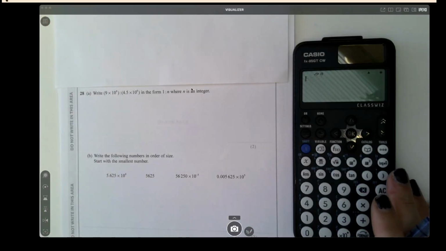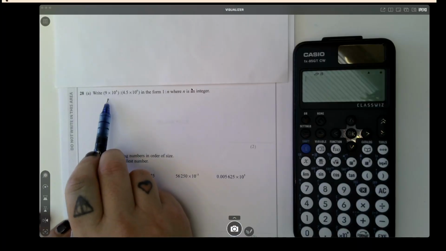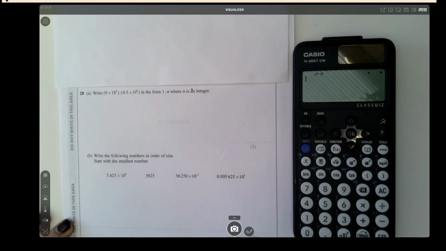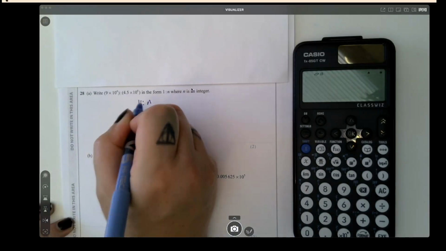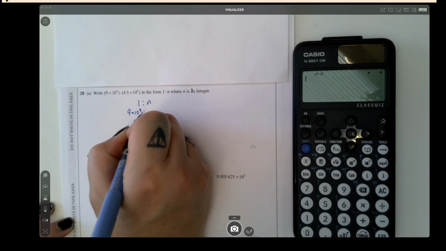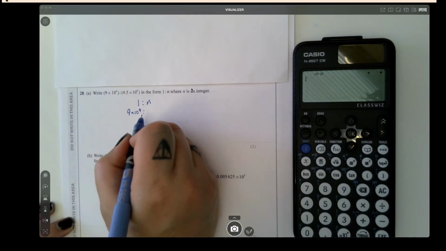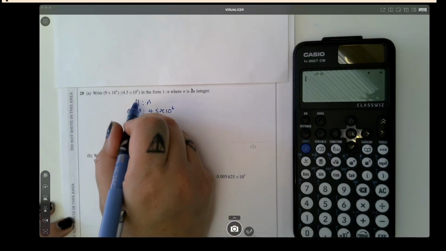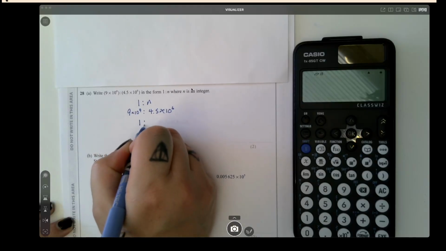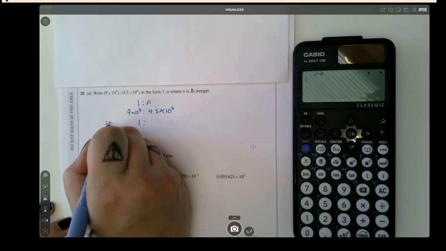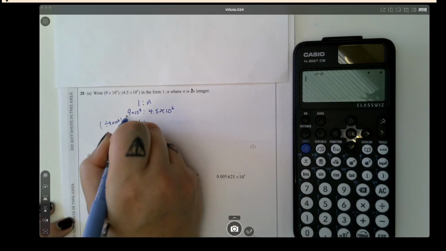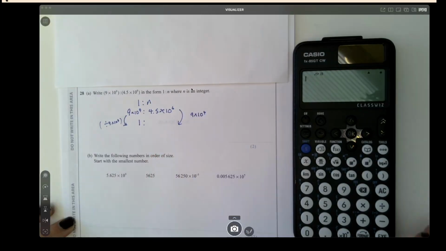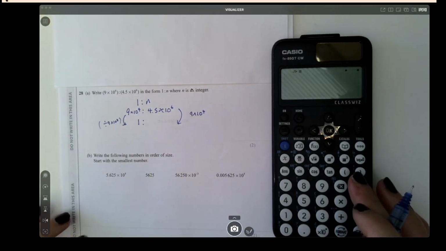Question 28. Part A, write 9 times 10 to the power of 4 to 4.5 times 10 to the power of 6 in the form 1 to n, where n is an integer. So we want it in the form 1 to n. So on this side of the ratio is the standard form 9 times 10 to the power of 4. On this side of the ratio is 4.5 times 10 to the power of 6. So this is the side of the ratio we want to be 1. So if we're going to make this 1, we're going to have to divide by 9 times 10 to the power of 4. So we're going to have to do the same on the other side. So it's division in standard form, it's just wrapped up in a slightly different package.